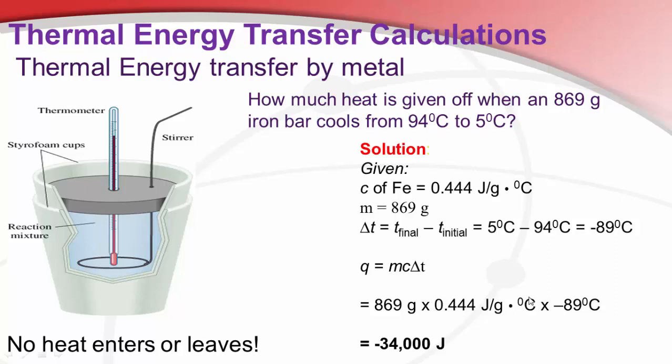So this is the calculation here. Remember that the specific heat capacity of iron is 0.444 joules per gram per degree Celsius. We have the mass. We have the change in temperature, right? Plug it in, and we get negative 34,000 joules. So the negative, all this indicates is that heat is being given off.